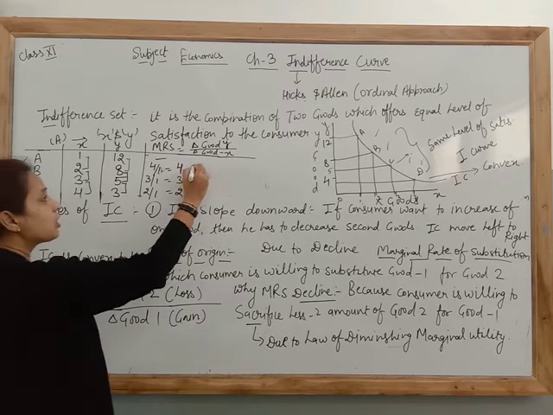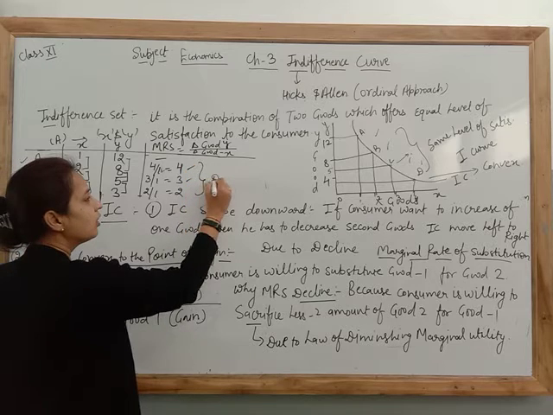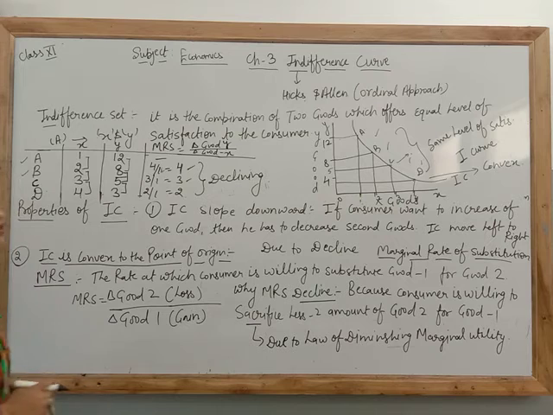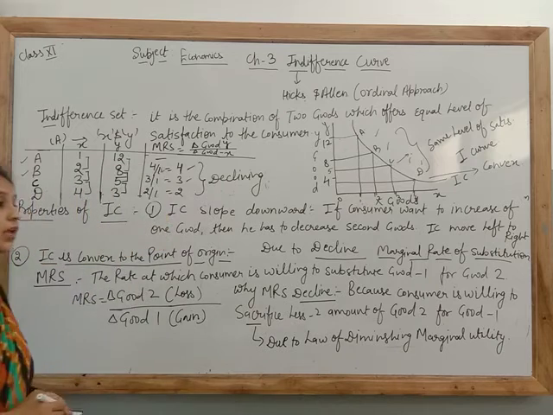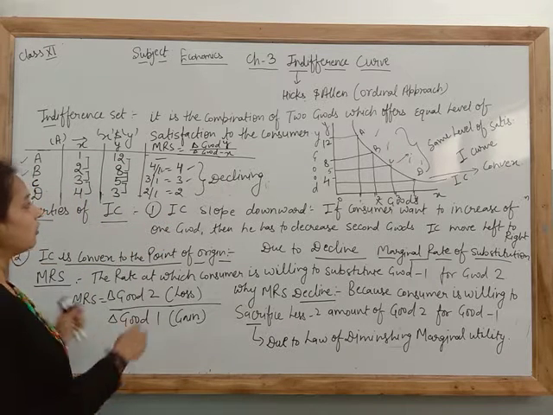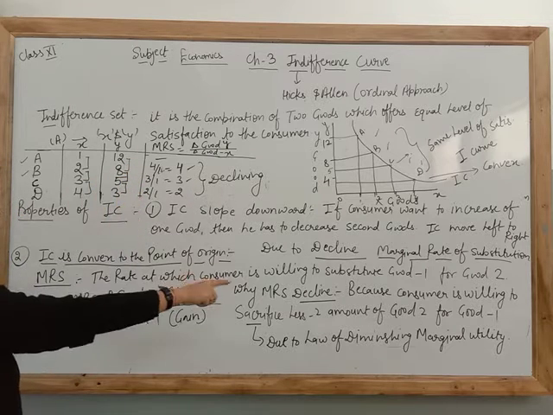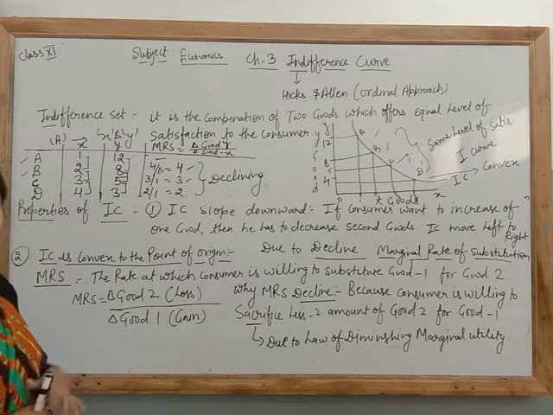The marginal rate of substitution is declining. You can see in this example very easily that the marginal rate of substitution is declining. The question arises, why is it declining? Because the consumer is willing to sacrifice less and less amount of good 2 for every additional unit of good X.